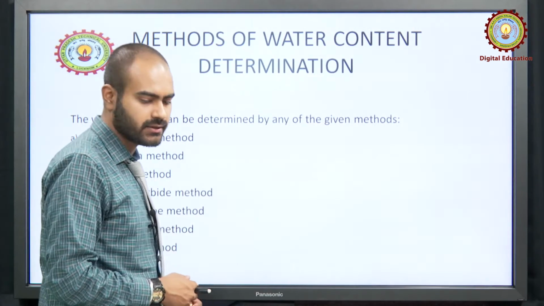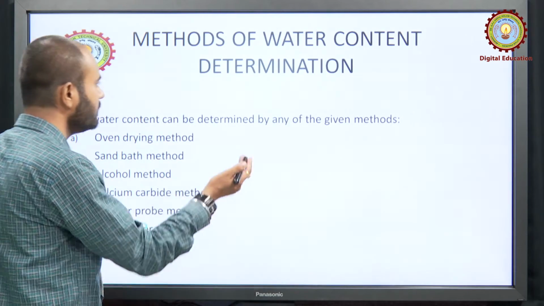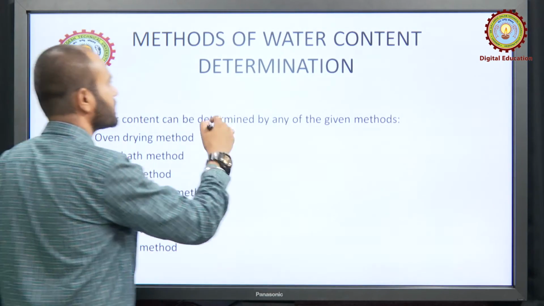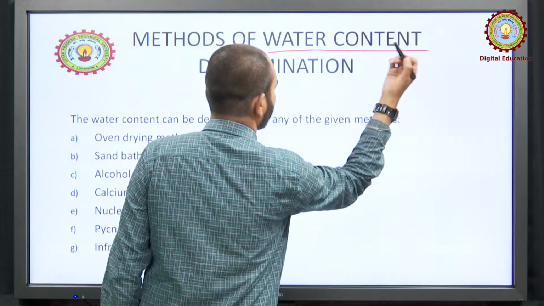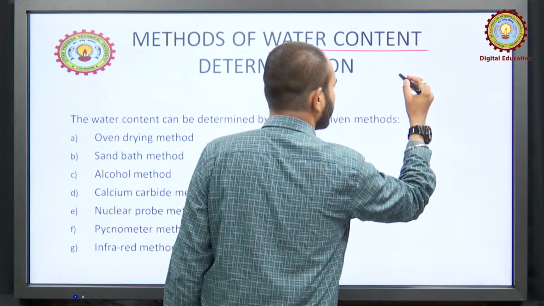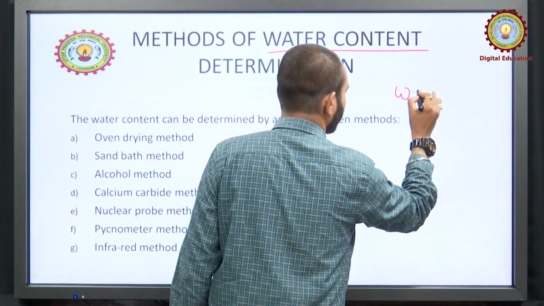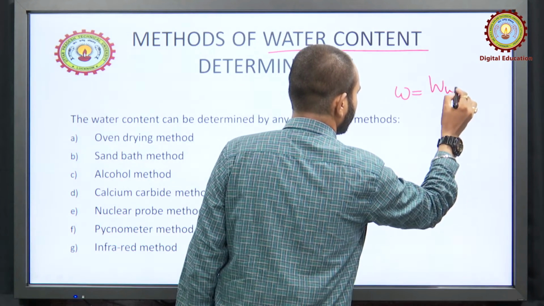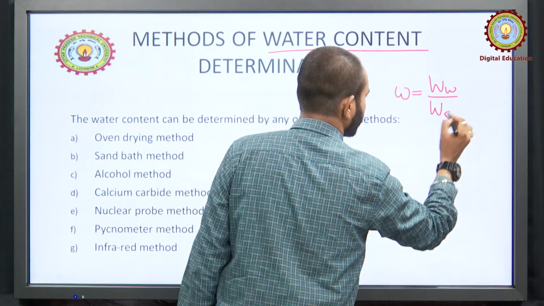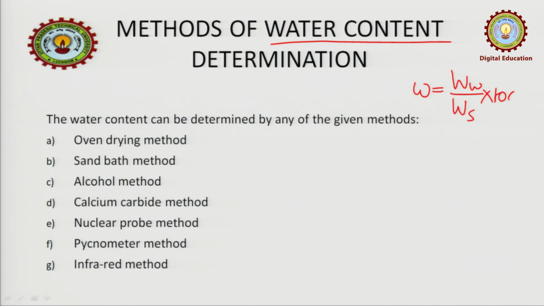The methods of water content. The first was the water content. So, we will be discussing the water content determination. I think you already remember what water content is. Water content in general is represented by small w, is W upon Ws into 100, which is applied if it is on a percentage basis. Okay, this is the formula for water content.